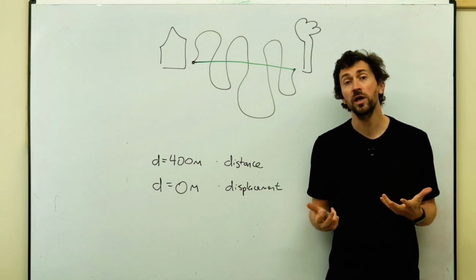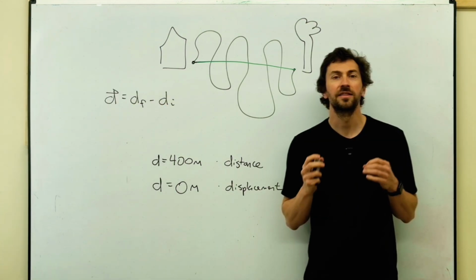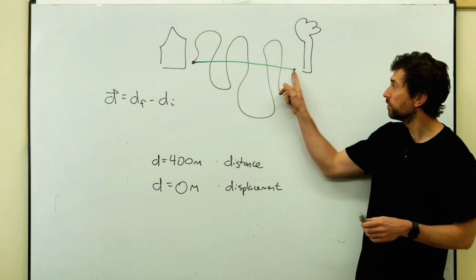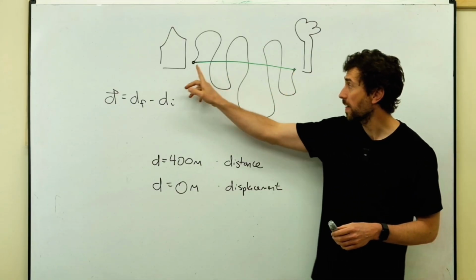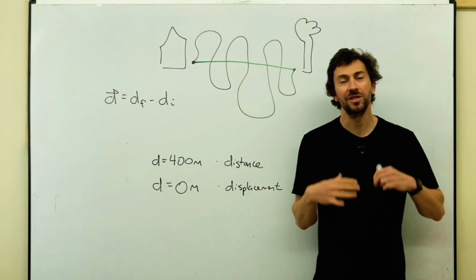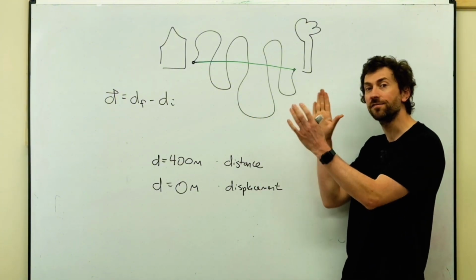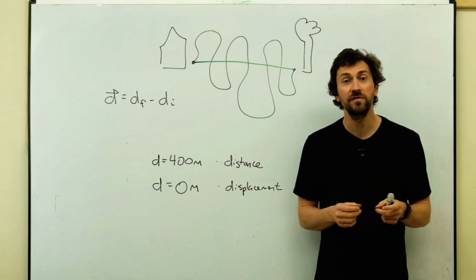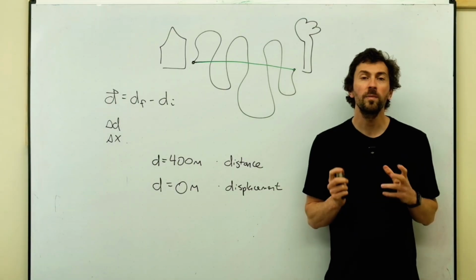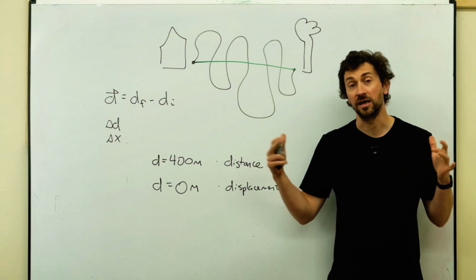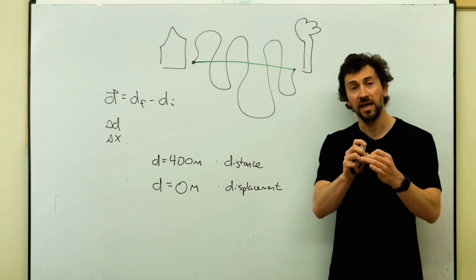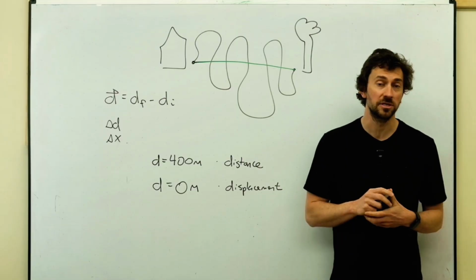There's even an equation for displacement. The displacement is df minus di. So this is the final location, and this is the initial location. So the displacement is the difference between those two. We could call it delta d, or even delta x. We might call it delta d to indicate a difference or displacement. We might call it delta x to indicate it's a difference in x positions.